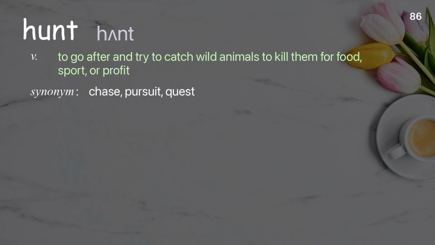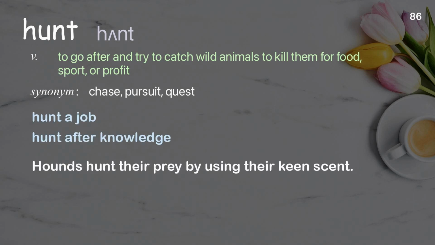Hunt. To go after and try to catch wild animals to kill them for food, sport, or profit. Examples: hunt a job, hunt after knowledge. Hounds hunt their prey by using their keen scent.